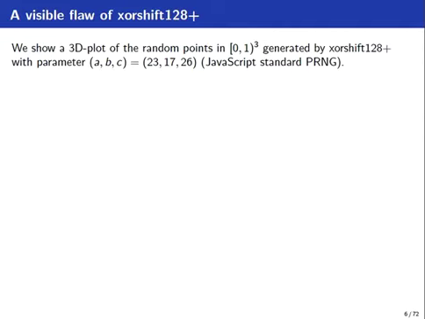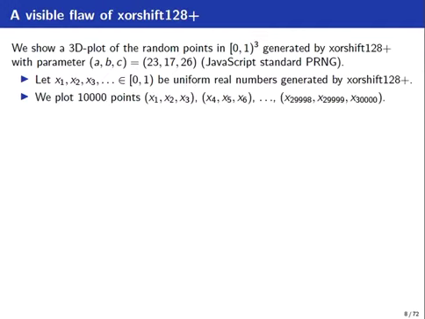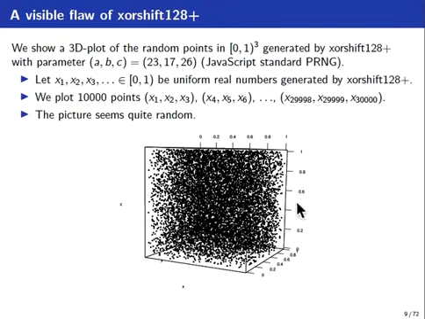We consider a 3D plot of the random points in the unit cube generated by Xorshift128+. x1, x2, x3 are real numbers generated by Xorshift128+ in the 0-1 interval. We divide the sequence into triples in this way. To obtain random points in the unit cube, we plot 10,000 points. The result is this picture. The picture seems quite random.